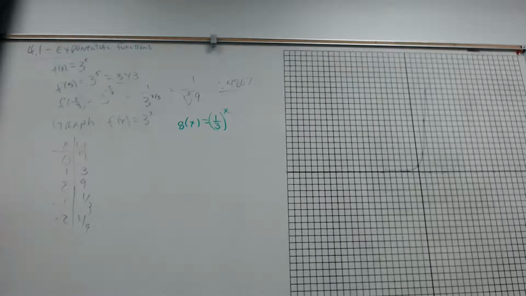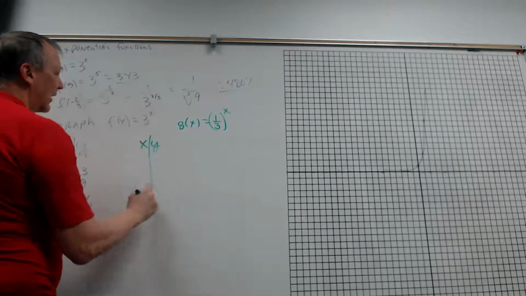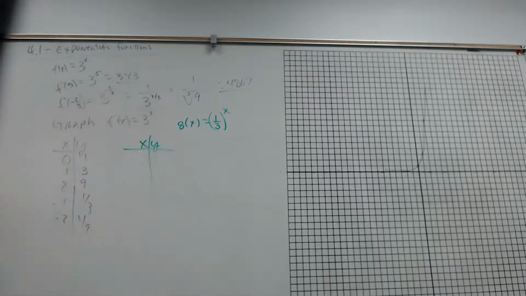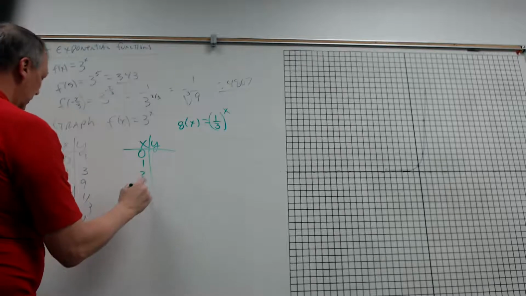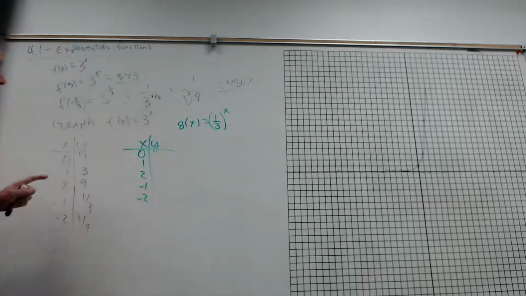Drawing it, well, it's going to be exponential again, but would it be negative? I don't know. What do you do when you don't know? You plot points. X, Y table. Okay, what points should I pick? I like 0, 1, 2. Yeah, negative, let's just use the same points: 0, 1, 2, -1, -2.